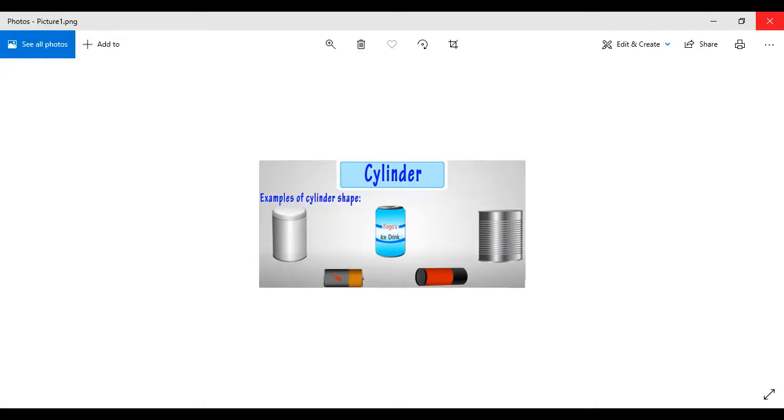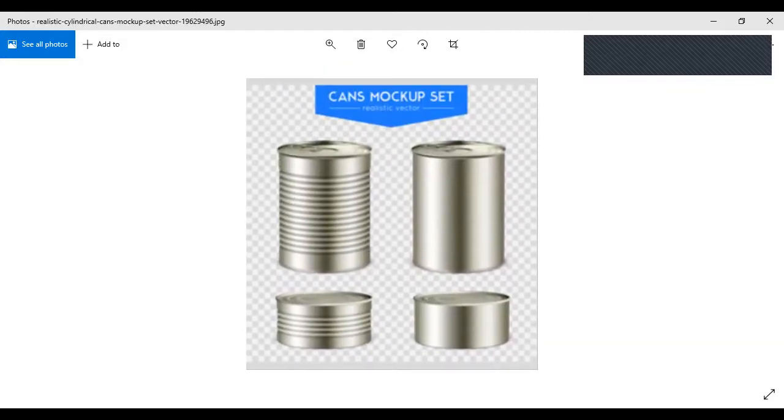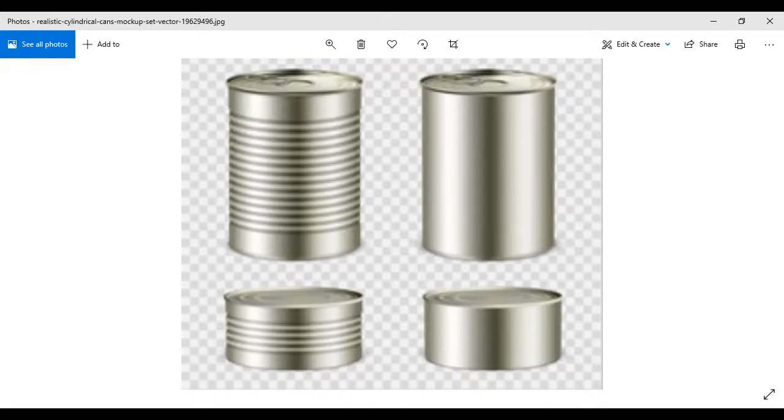Okay, over here, this is a can set basically, which I want to show you. So look at this set. On the top, you have two cans. Now, there are two types of cans. On the first, they have a little design of lines, right? It's not plain surface. And the one on the right hand side has a plain surface.